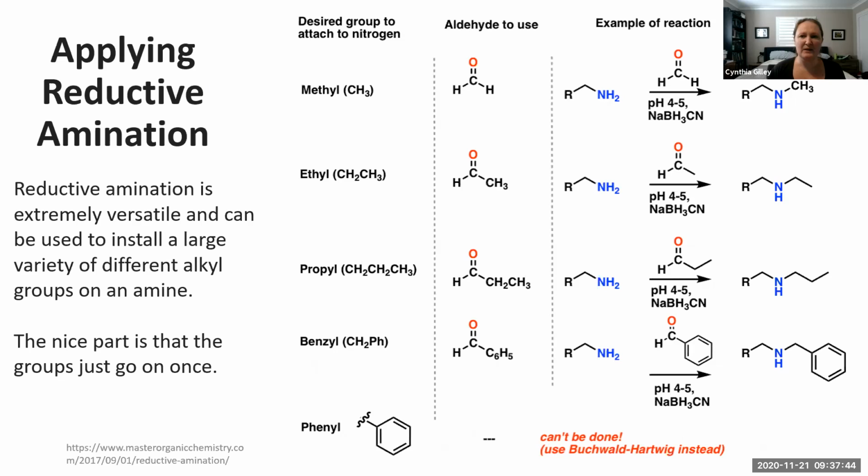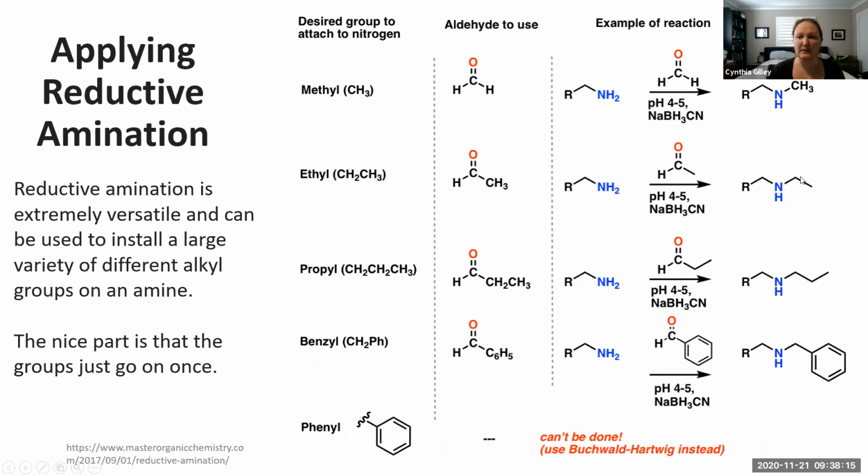So can we add more than just a methyl group to a nitrogen atom? And the answer is yes. Reductive amination is very versatile. We can add a lot of different alkyl groups. We're going to look at some examples. So for example, if you wanted to just add one carbon, in the form of a methyl group, you would use methanal or formaldehyde.